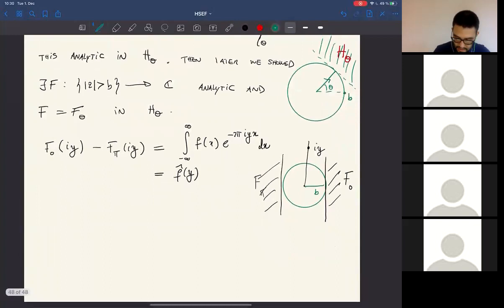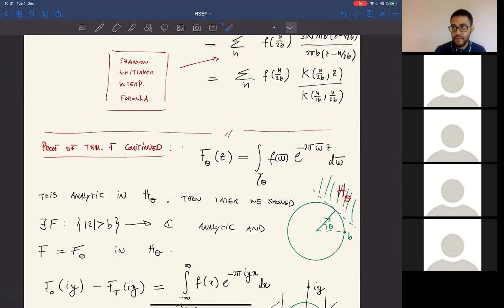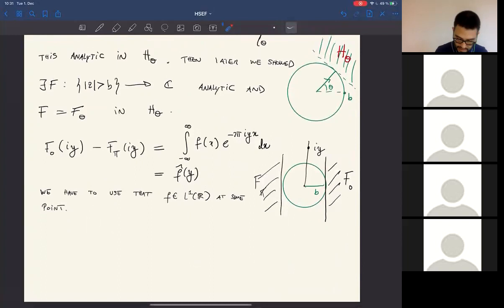What I didn't use, and nobody realized, is the fact that f was L1. So I have to use it at some point. Remember that I showed these integrals were well defined using only the fact that my function f was of exponential type, because it was always bounded by the exponential, and then playing with this, I have an absolutely convergent integral. So I have to use it at some point, and that's where we have to use it now.